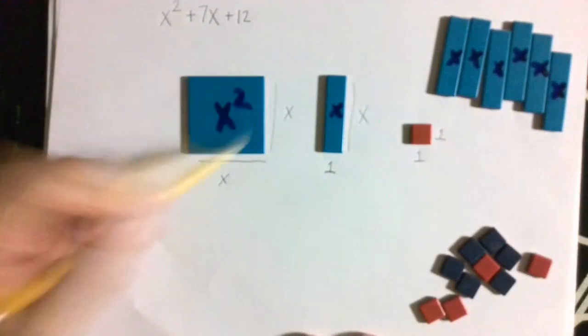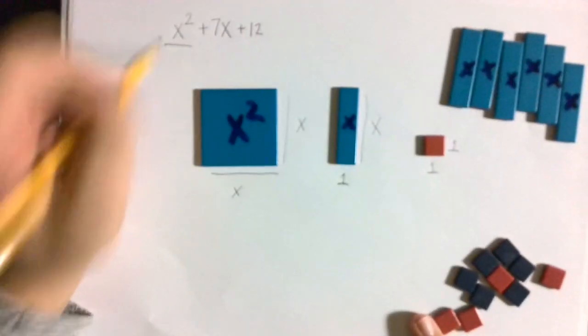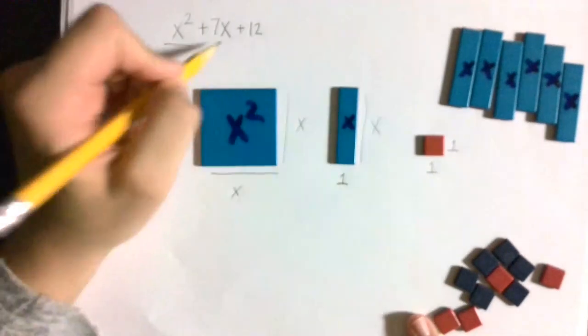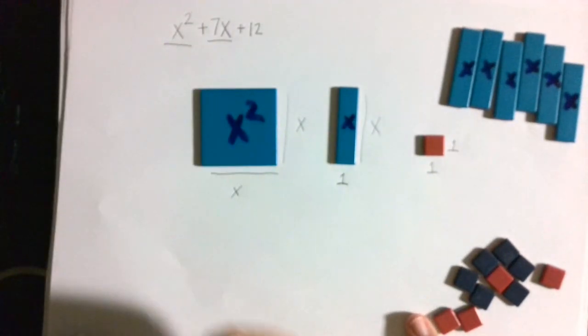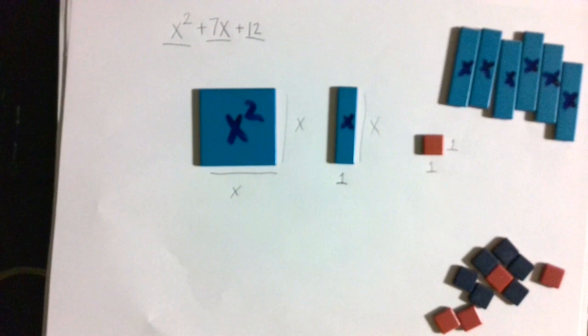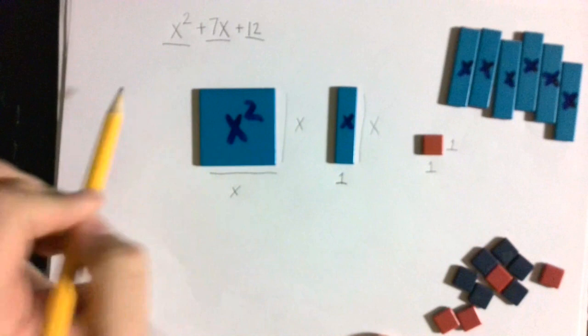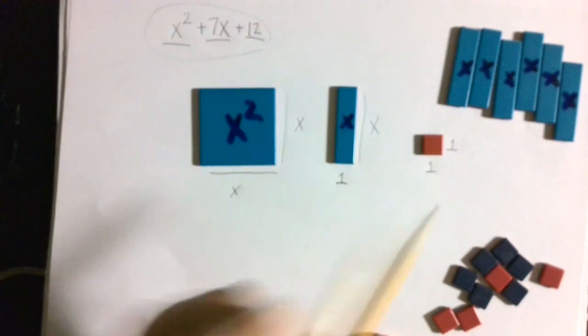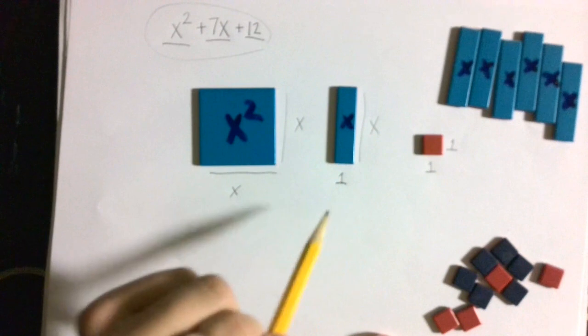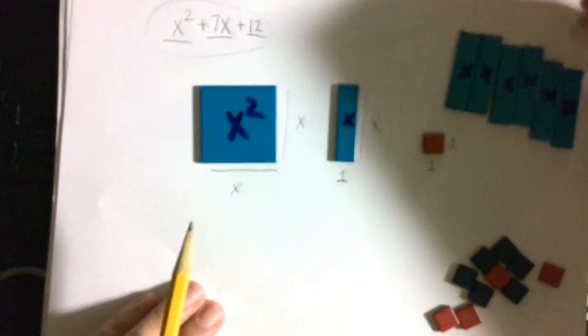So basically the x squared tiles account for the x squared term in front. The x's are the number of tiles in the middle. And then the ones are my value here at the end. So basically what we're going to do is represent this trinomial as a set of two binomials using algebra tiles. Okay, so let me do this on my next page. The problem we had was x squared plus 7x plus 12.